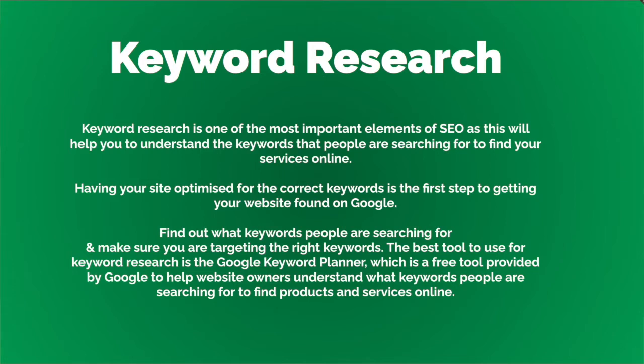So what you have to do to find those keywords is carry out keyword research. Keyword research is one of the most important elements of SEO. It will help you understand the keywords that people are searching for to find your services online. Having your site optimized for the correct keywords is the first step to getting your website found on Google. So my recommendation is to find out what keywords people are searching for and make sure you are targeting the right keywords on your website, and then layering that with additional location keywords.